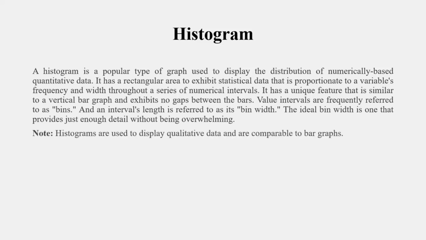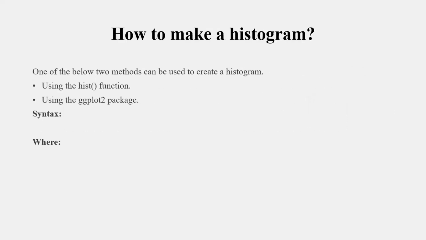Now, you have an important point to consider. Histograms are used to display qualitative data and are comparable to bar graphs. One of two methods can be used to create a histogram. First one is by using R's built-in hist function. The next one is by using the ggplot2 package. The syntax for the first one is as follows.